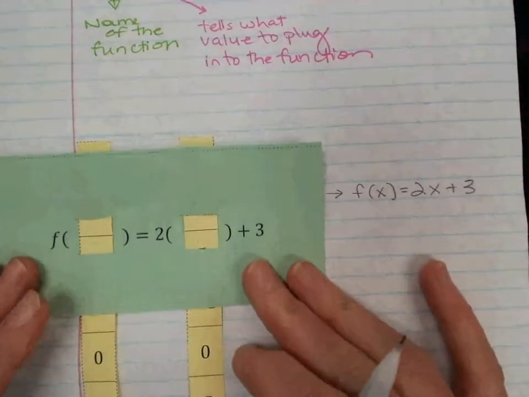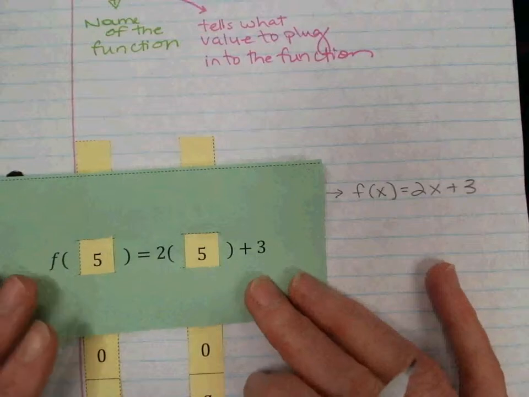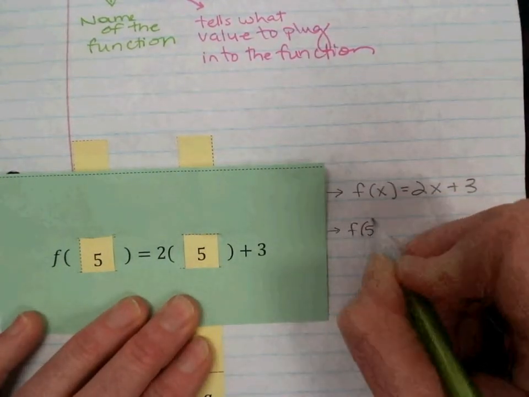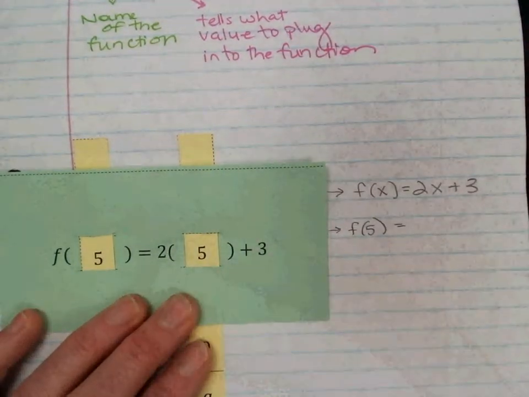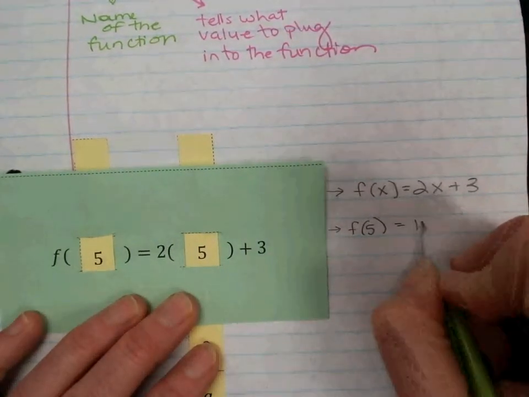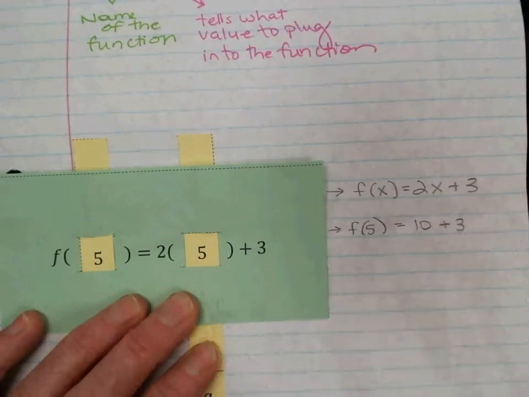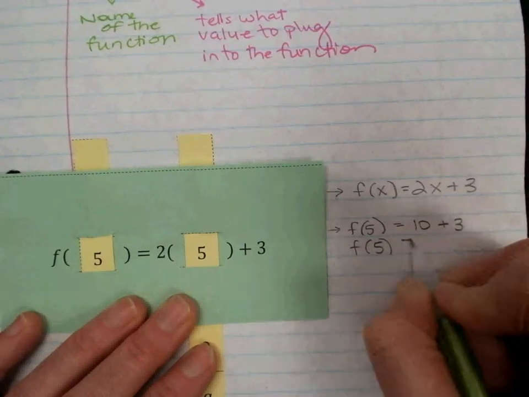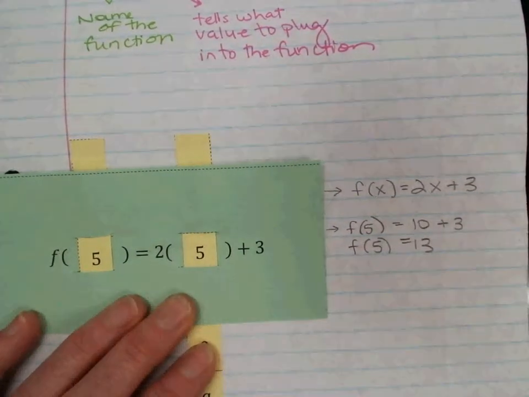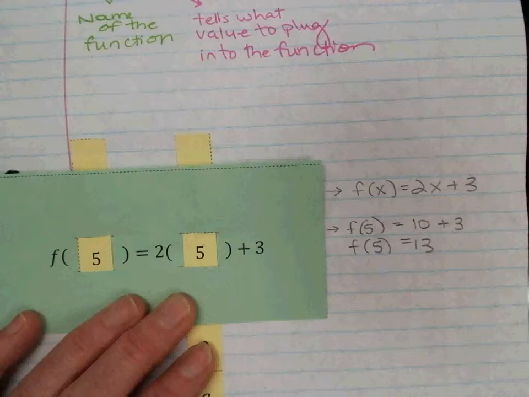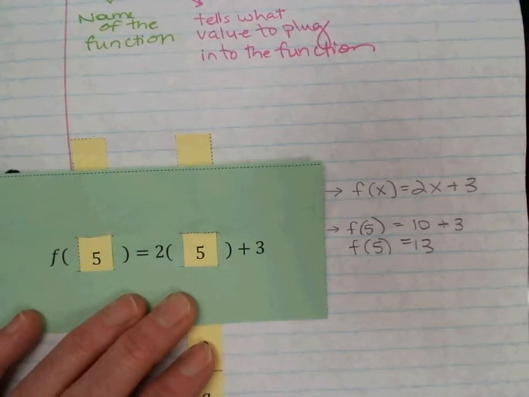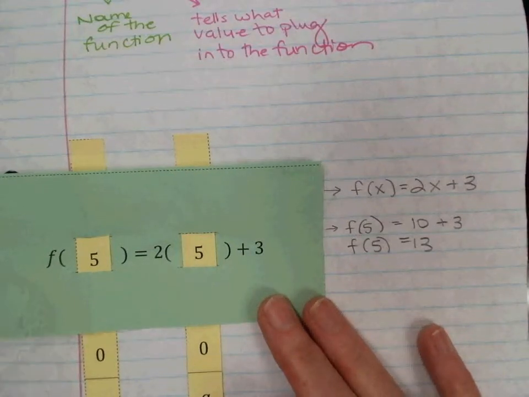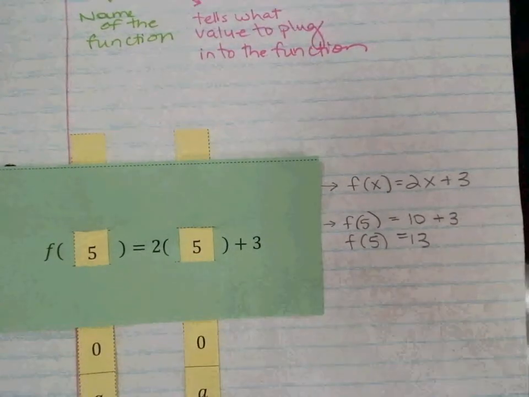And then when I slide it down, I have f of 5 equals, now I'm going to go ahead and simplify. 2 times 5 is 10, so I'm going to write that out. 10 plus 3. So f of 5 equals 13. I know that doesn't blow anyone's mind. I'm pretty sure you've all seen things like that before. You're just putting a 5 into the function.